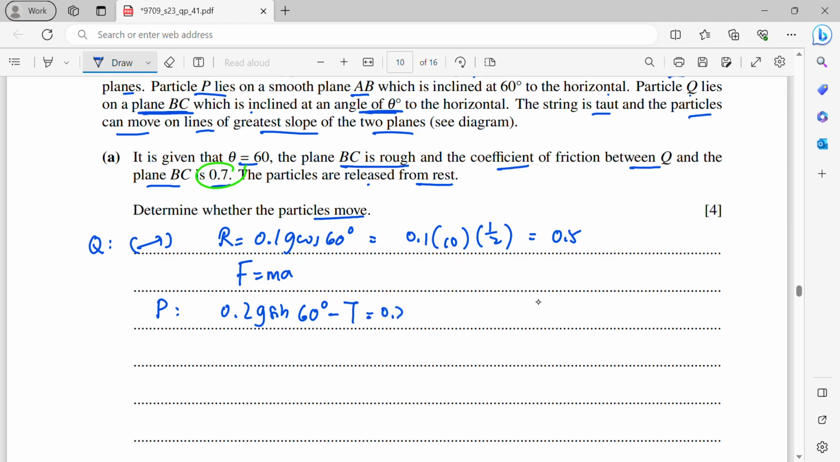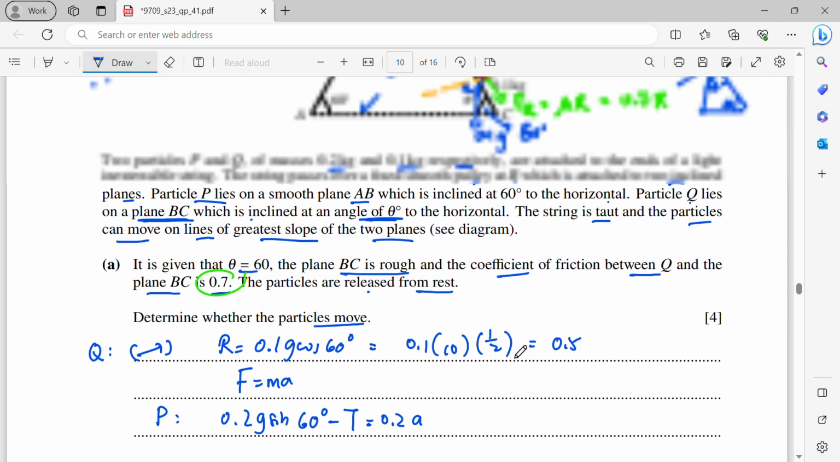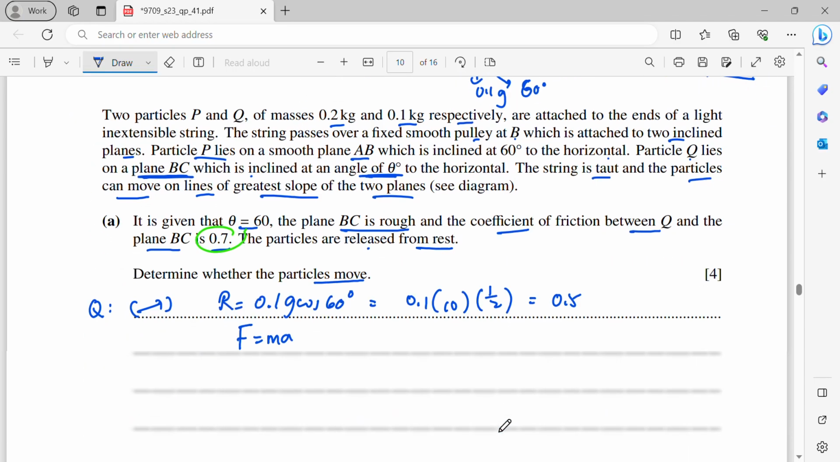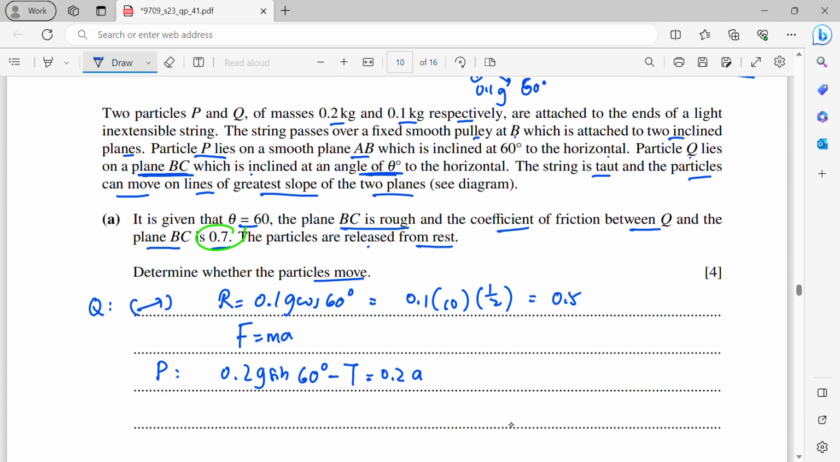M is 0.2, then a, let it be just a, because I expect it is moving down. So the downward force is greater than the tension. Now, from here, I will get 0.2 times 10 times sine 60, which is square root 3 over 2, then minus T equals 0.2a. Then I will get square root 3 minus T is 0.2a. This is my first equation.